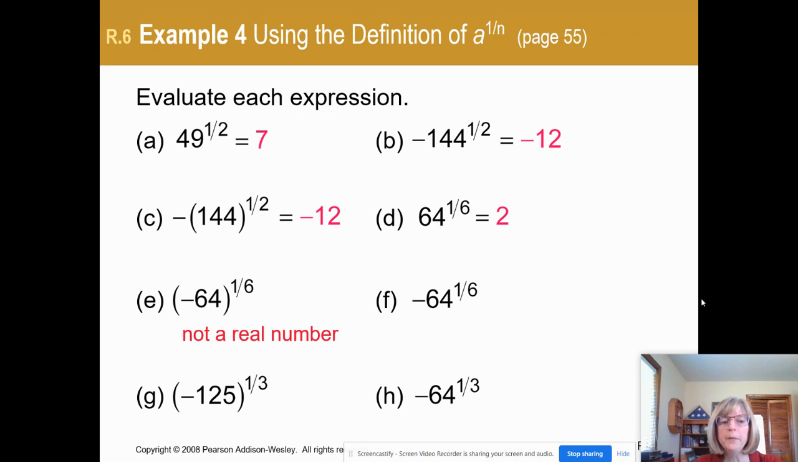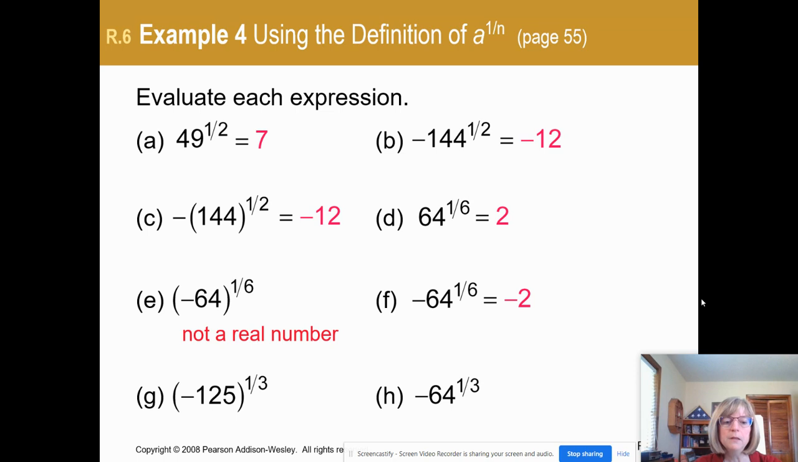Part F may look the same as part E, but it's different. That negative kind of hangs out in front of the base, the 64. The 1/6 power doesn't have anything to do with the negative in the front. So in this case, our answer is negative 2, because 2 times itself 6 times is equal to positive 64, and the negative is just along for the ride.